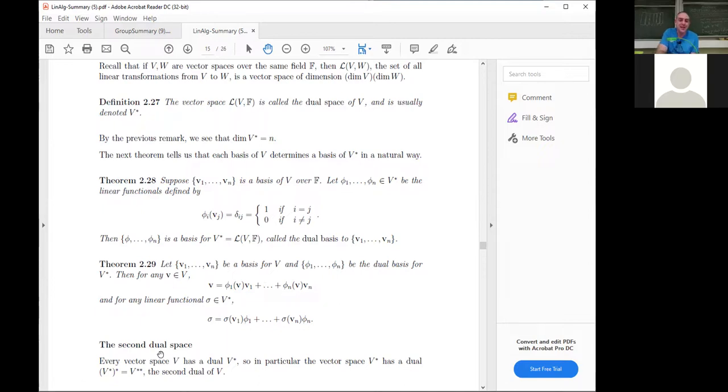So the backwards one is saying that if you have a random linear functional, a random function that goes from V to the field, then when you want to figure out how to write it as a combination of this basis, you just figure out what the linear functional does to the first basis vector.